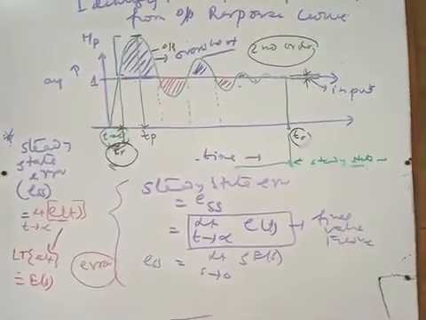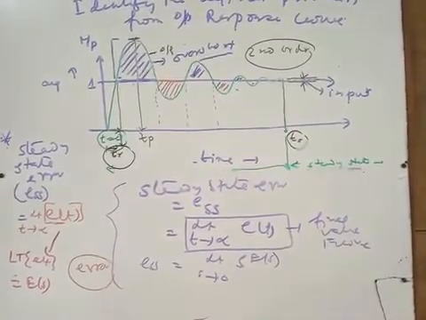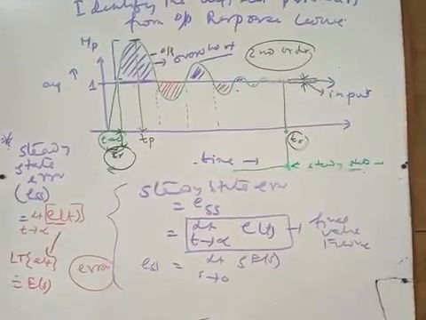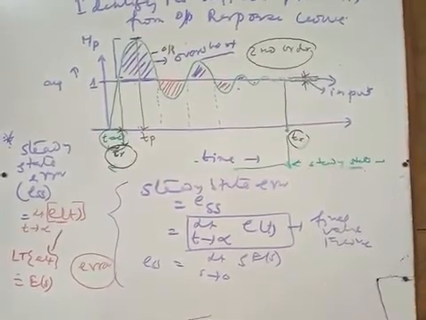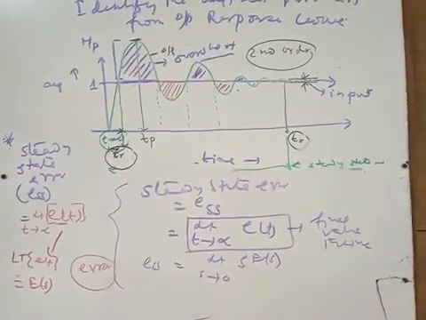In the next part of this class, I will discuss the step response and impulse response of a first order system, and the step response of the second order system. That is the mathematical formulation, how this kind of curve comes about, and from that curve how you can find out these parameters.